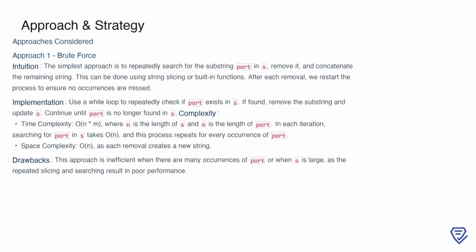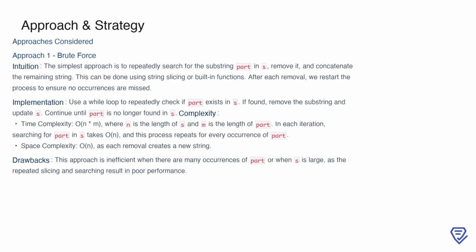To begin, let's consider a brute force approach. The intuition here is straightforward. We repeatedly search the string S for the substring part, remove it when it's found, and then continue this process until no occurrences are left. This can be implemented using a while loop that checks if part exists in S. If it does, we remove the substring and update S by slicing or using built-in string functions.